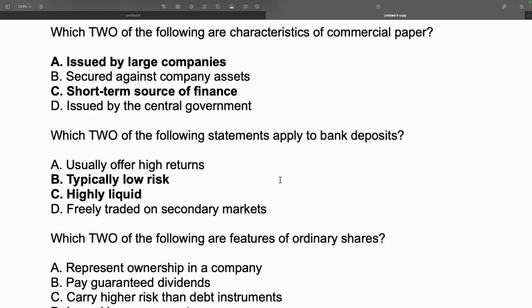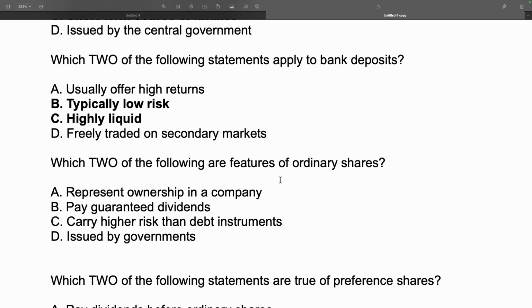Okay, that's bank deposit. Which two of the following are features of ordinary share? So if you have an ordinary share, they represent ownership of the company. You have ownership, and it carries higher risk than a debt instrument. Okay.